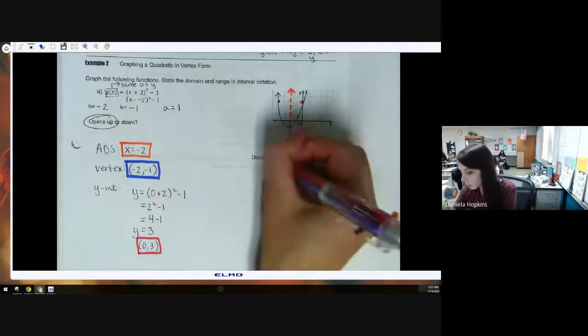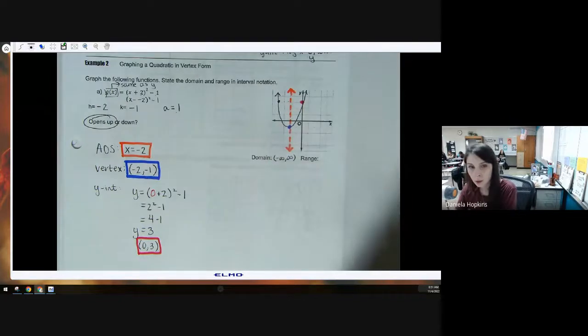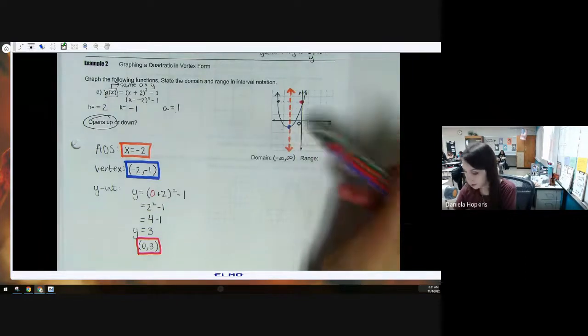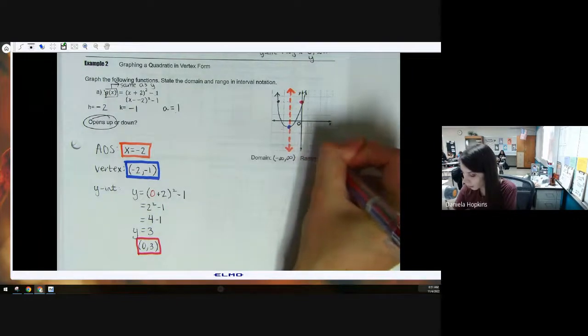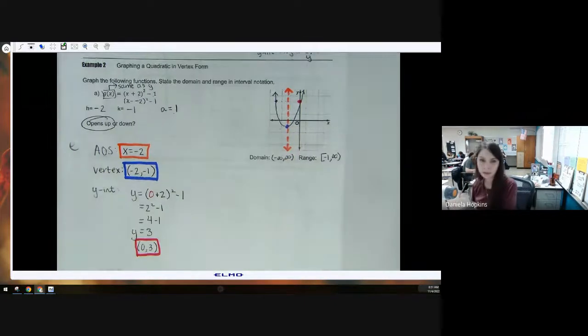My domain would be -infinity to infinity. And my range, I'm a happy face. So then where do I start? -1, and a number always gets a bracket, up to what? Positive infinity, because we are positive. That's it. Vertex form, a little easier, I would say.